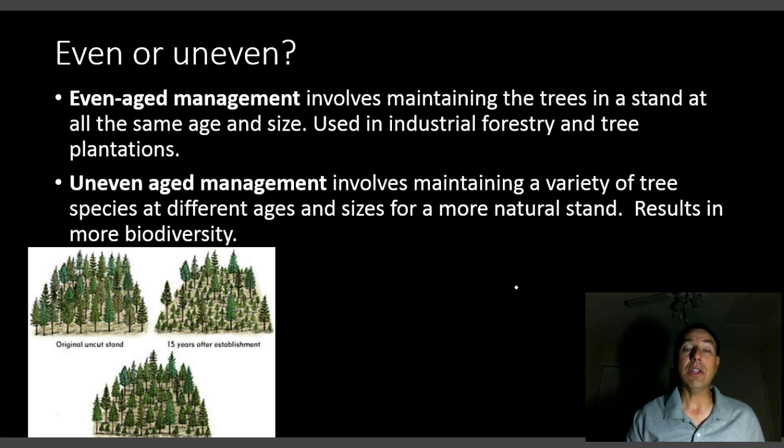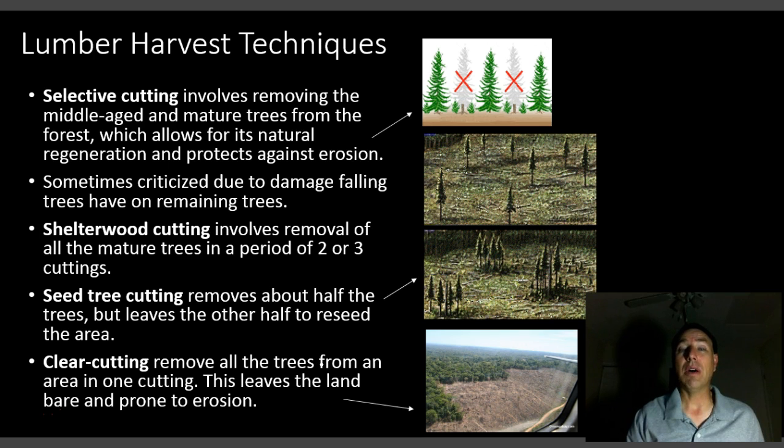Now, in an uneven aged management strategy, only some of the trees are cut down. And so then they are replanted, and so you end up with a forest with different aged trees throughout the forest. This is much better for biodiversity and also the genetic diversity of the forest. Unfortunately, you don't get as much bang for the buck when you do it that way. We tend to, in this country, do mostly even age management. There are also several different types of lumber techniques that we need to know about.